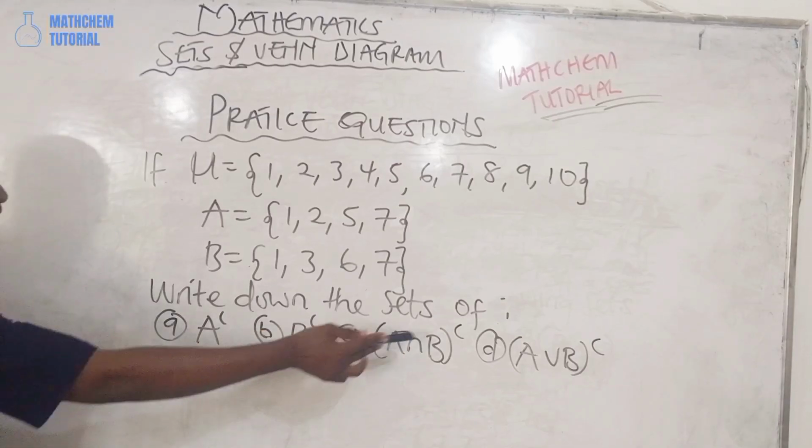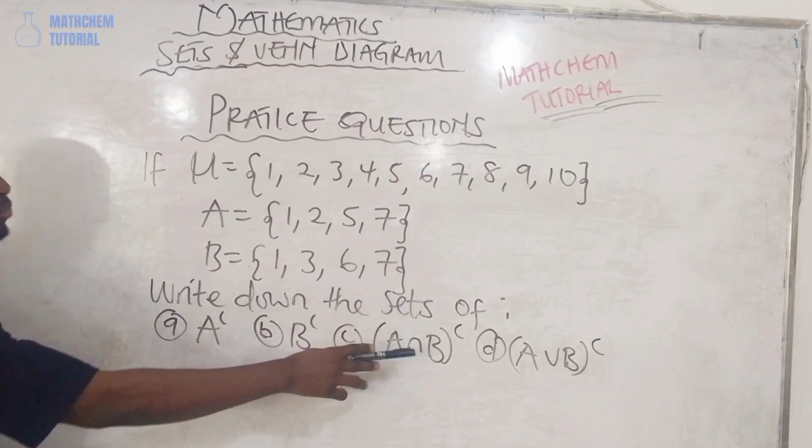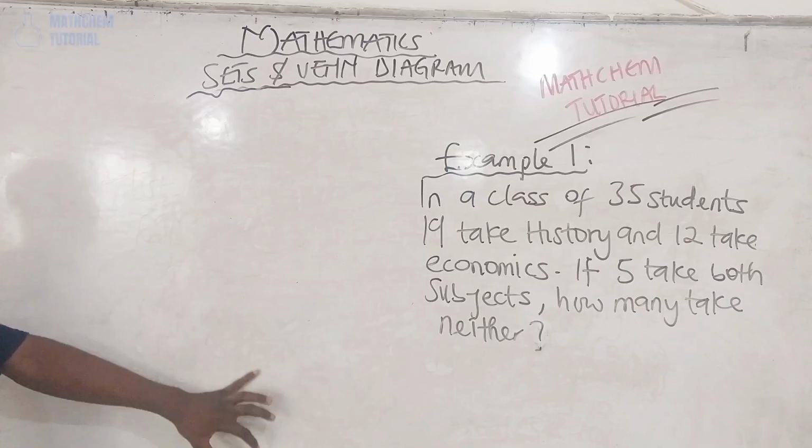Remember that this C and the D, they are in brackets. So you have to work on both together before looking for the complement. So this is your practice question. Work on it. Venn diagram now. We are done with sets.